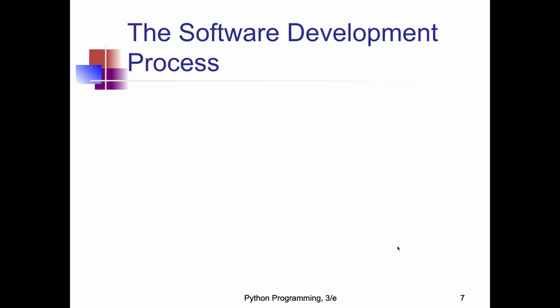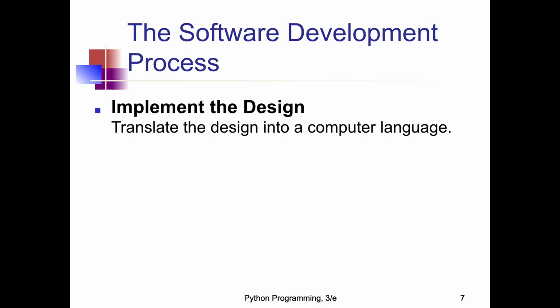So the programming is the implementation step. Implement design is to translate the design into a computer language. So this is the first step where we're actually going to start coding. In this course, we will use Python for writing our computer programs.